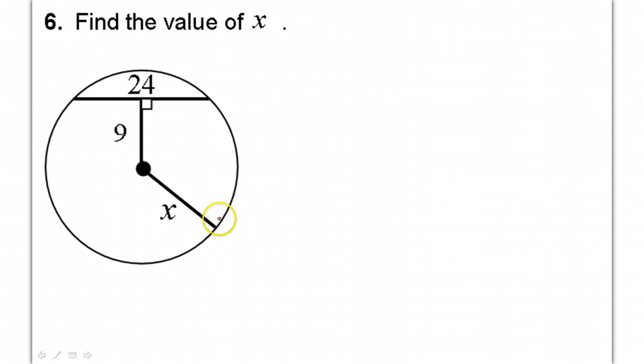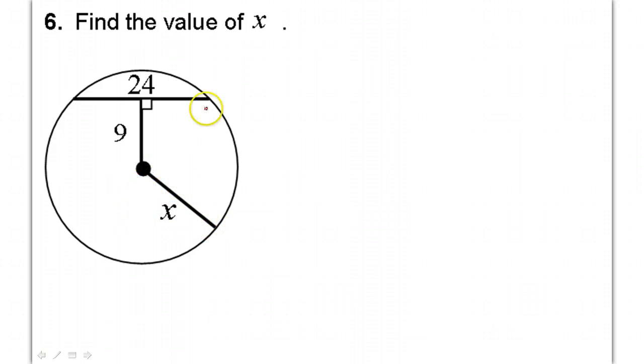Alright, this problem is all about the radius and the Pythagorean theorem. So one thing that's special about a radius in a circle is the radius should be the same length no matter what radius you draw. So this is a radius here, it's called x.